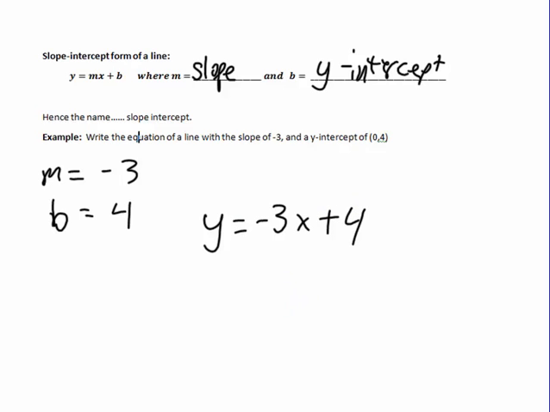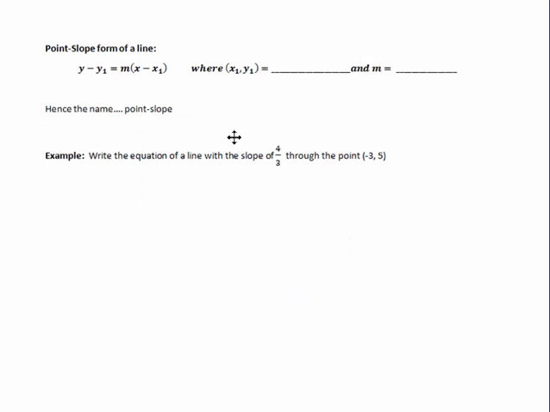That wasn't very difficult. Okay, so here, the point-slope form of a line, where the point (x1, y1) is a point, and m again is just the slope. So you need a point and you need a slope, and then you could use the point-slope form.